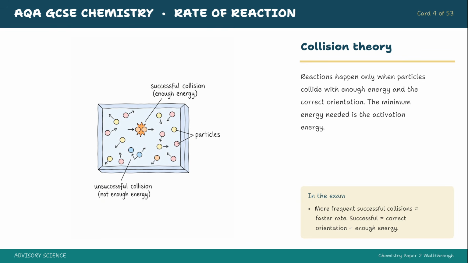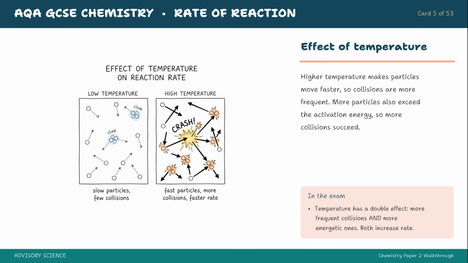So what are the factors affecting rate? There are four main factors that speed up a chemical reaction. Increasing the temperature gives particles more kinetic energy, making them move faster. This means they collide more frequently, and a higher proportion of those collisions have enough energy, greater than the activation energy.